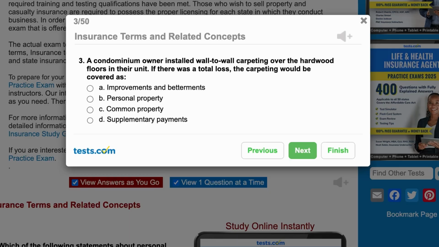Question 3. A condominium owner installed wall-to-wall carpeting over the hardwood floors in their unit. If there was a total loss, the carpeting would be covered as A. Improvements and betterments. B. Personal property. C. Common property. D. Supplementary payments.